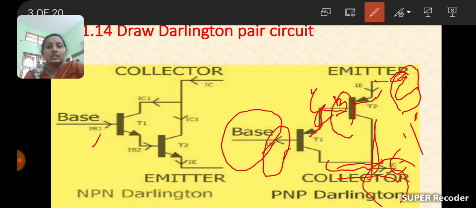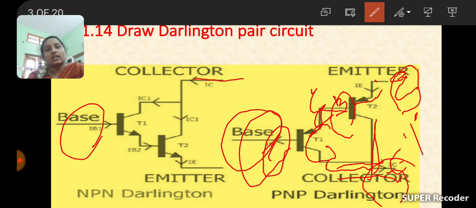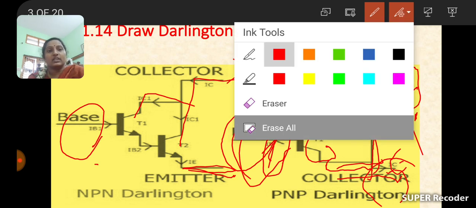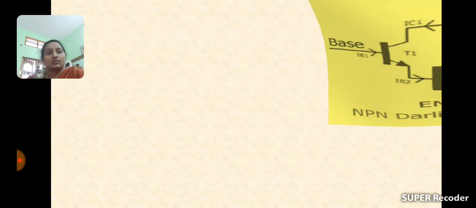In this configuration, here we are applying the input across the base of T1. Here we are getting outputs across the base of T1. Here the common collector terminals are connected together to give the supply voltage, but the output voltage is taken across the emitter. Here the input is applied at the base. Here the input is applied across the emitter. So this is about the construction and operation of Darlington pair circuits.